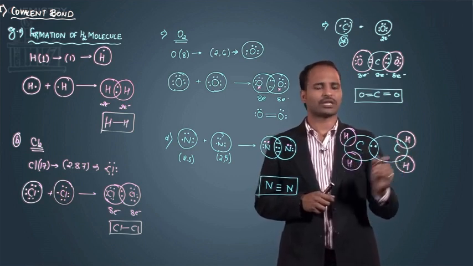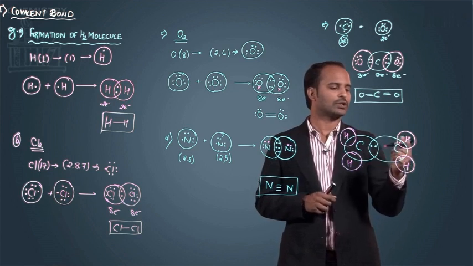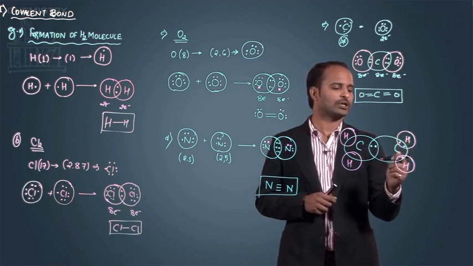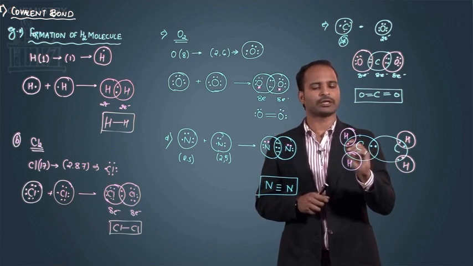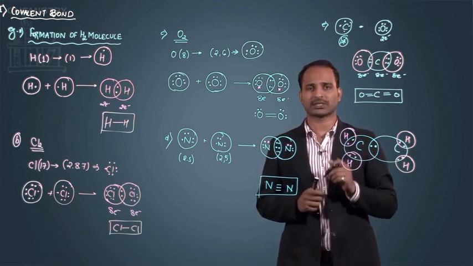Since hydrogen has 1 electron, this hydrogen will share its 1 electron. This hydrogen will also share its 1 electron. In turn, the carbon will also share its 1 electron. Same thing will happen here, so the carbon will also share its 1 electron in this case.